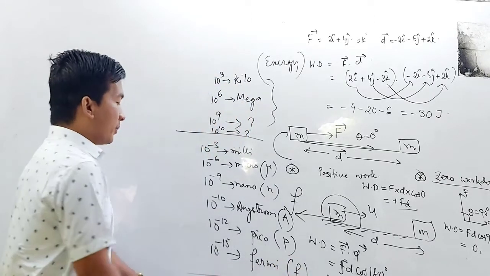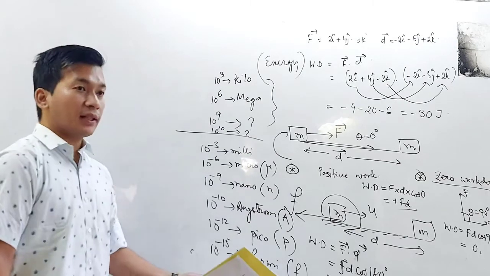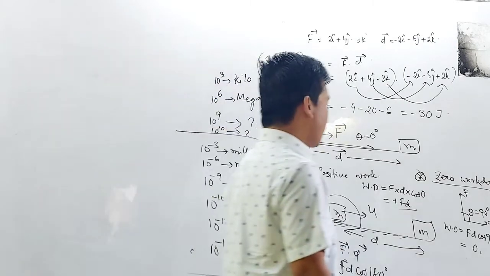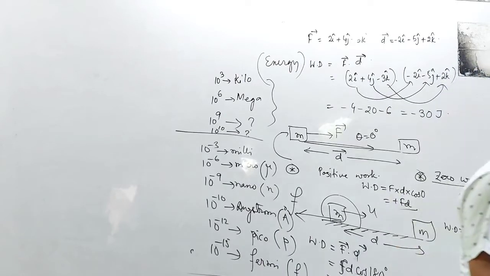Fermi, named after Enrico Fermi. So mega is 10 to the power 6, so 1.6 into 10 to the power minus 19 is multiplied with 10 to the power 6, we will be getting our answer as 1.6 into 10 to the power minus 13.